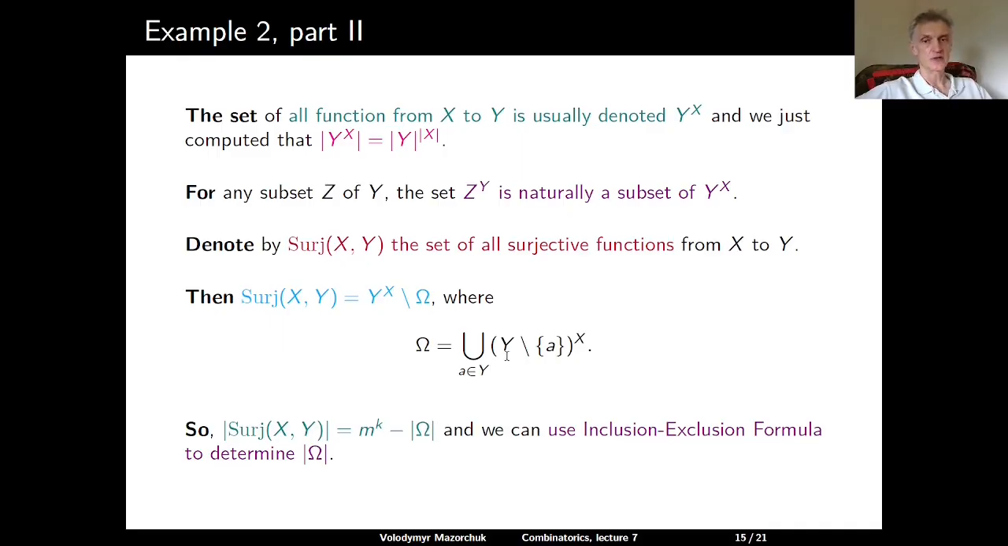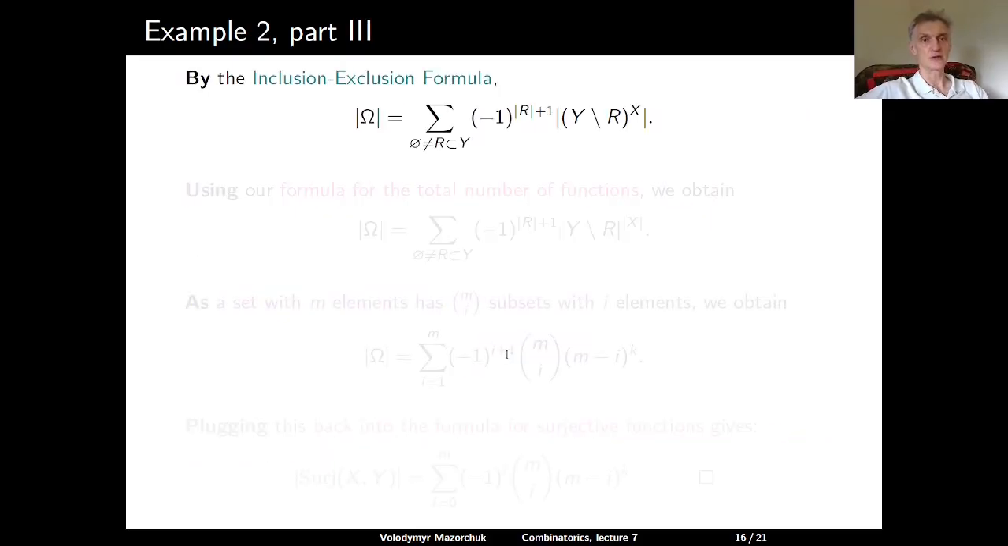Omega is a union, so we can use the inclusion-exclusion formula to determine this cardinality. So by the inclusion-exclusion formula, the cardinality of omega equals the sum over all non-empty subsets R in Y of minus 1 to the power the cardinality of R plus 1, and then the cardinality of Y minus R to the power X.